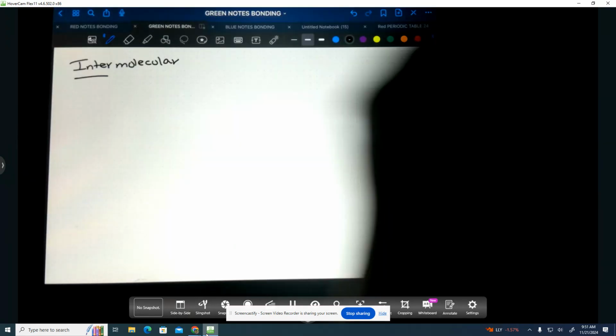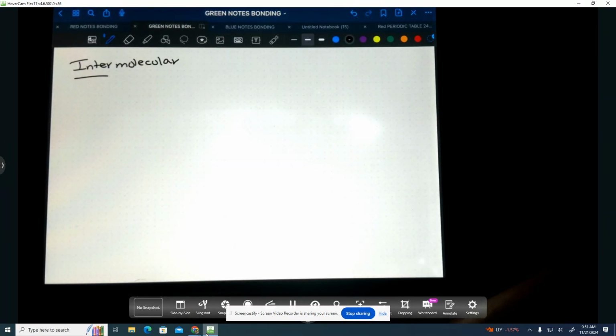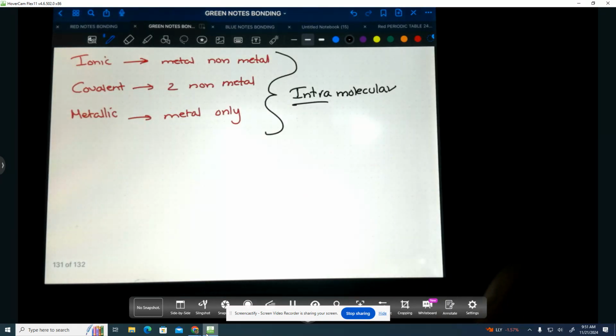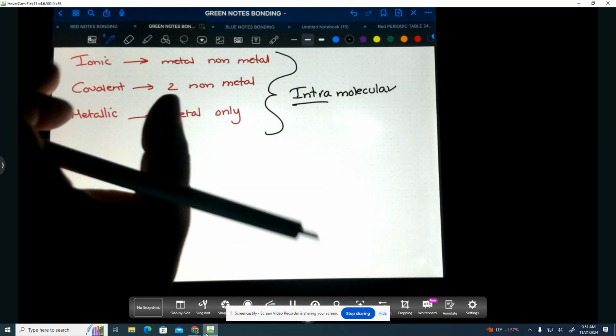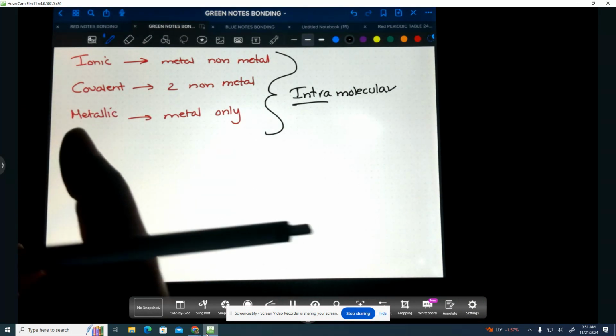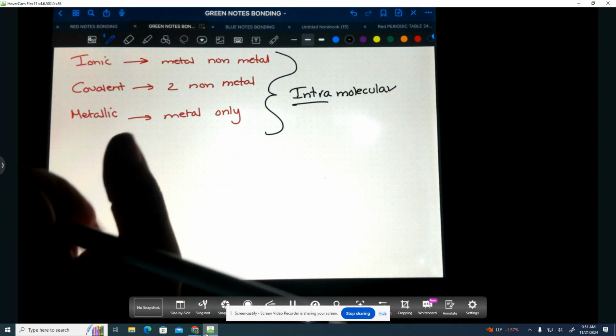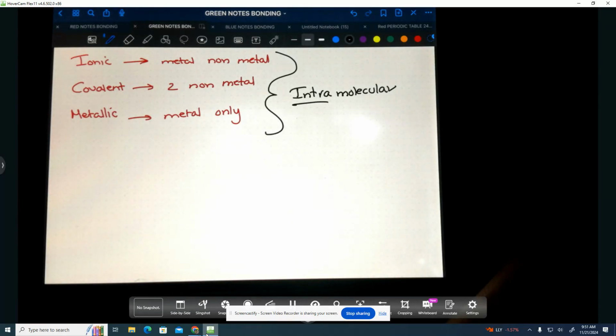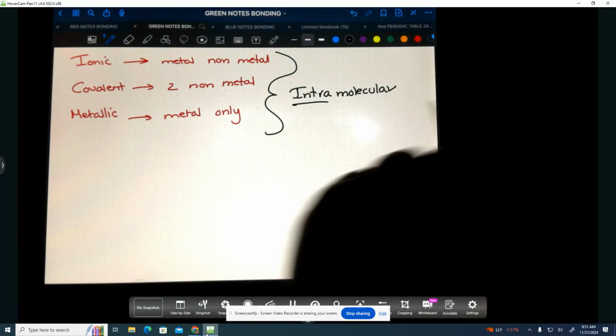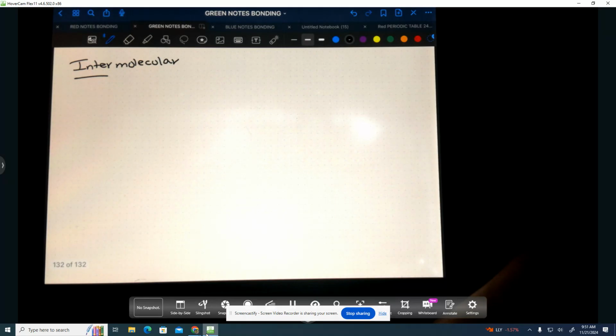intermolecular. What does inter mean? Nope, this one's inside. Intra is inside. The ionic bond is inside that compound. The covalent bond is inside the compound. The metallic bond is inside the metallic bond. If I said I'm going to drive Interstate 95 all the way from Maine to Florida, what does that interstate mean?